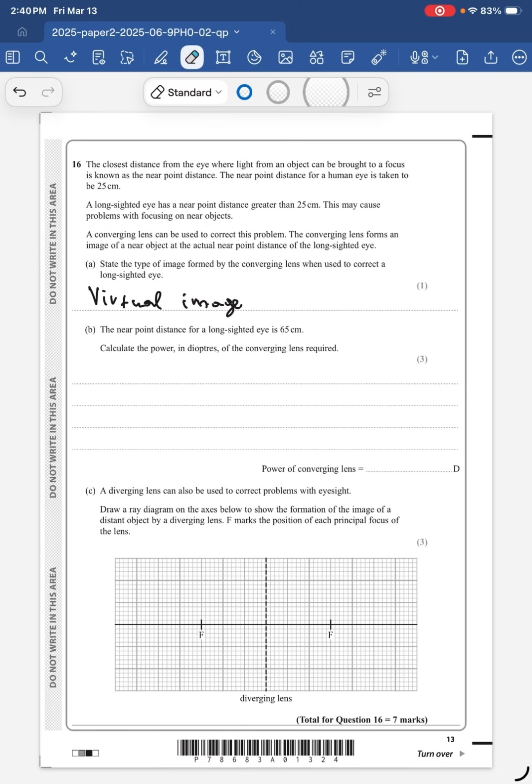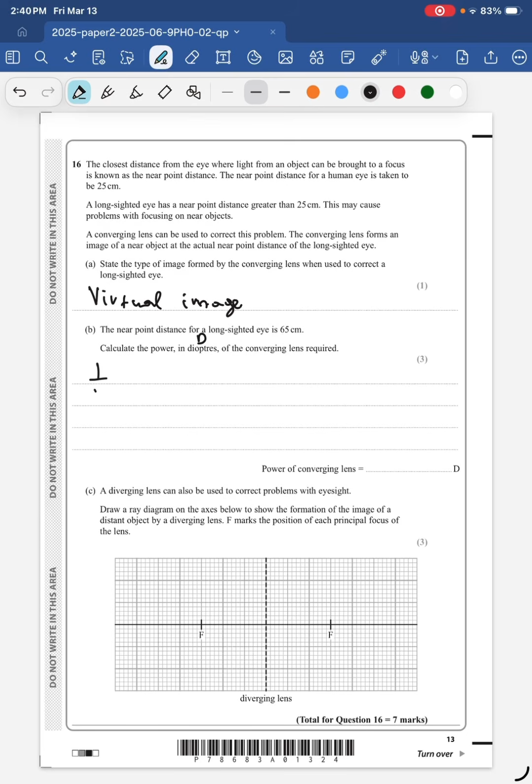Okay, let's move on. The near point distance for a long-sighted eye is 65 centimeters. Calculate the power in diopters. I don't know how to pronounce it, let's call it just D. Diopters, maybe dioptries, something like that. Let me know in the comments. Of the converging lens required.